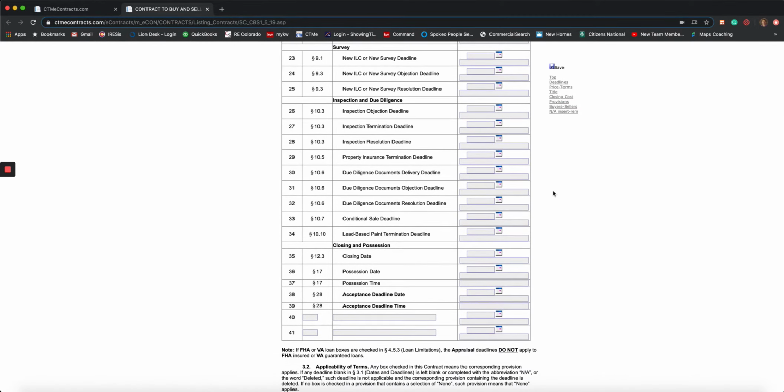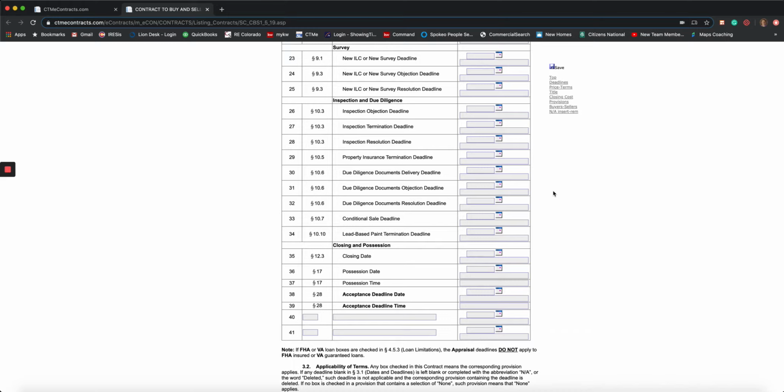Moving on to the survey, or I should say an ILC or survey deadlines. This is traditionally filled out for more of an acreage property. I do educate my buyers that if they are buying a lot and block property in town, they still have the right to do this. Most people will elect not to, as ILCs and surveys can cost anywhere from $800 up to a couple of $1,000s. Make sure that you educate your buyer.